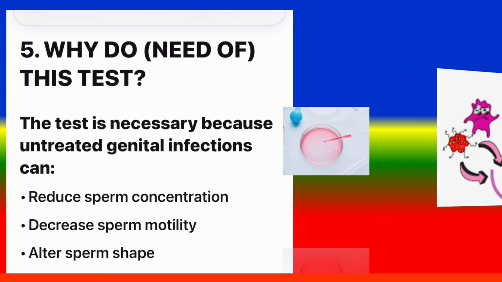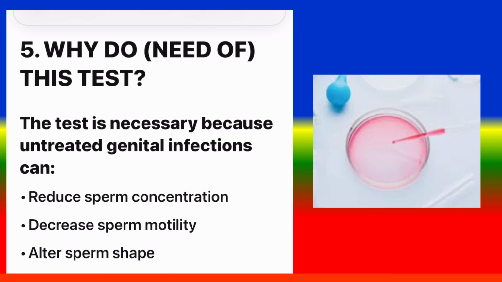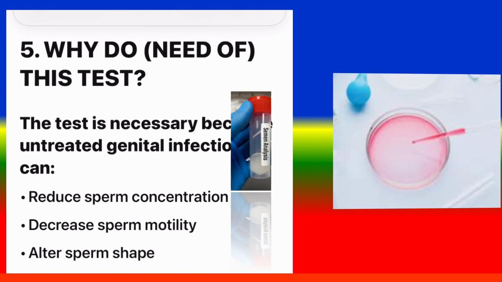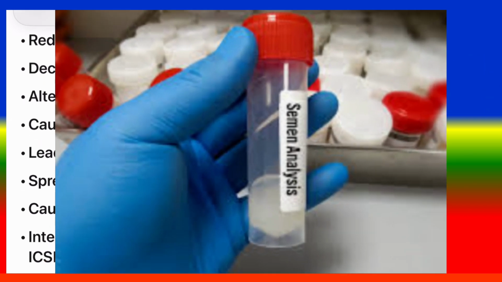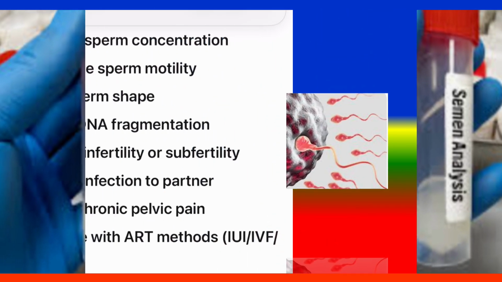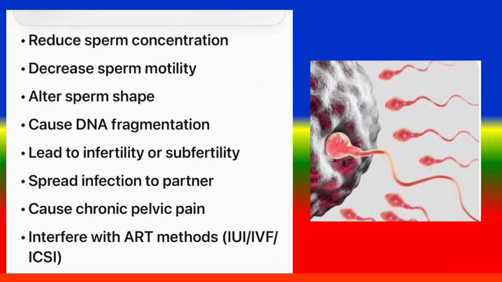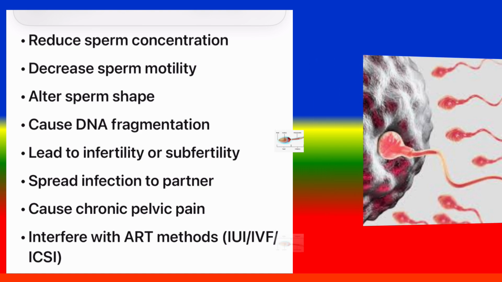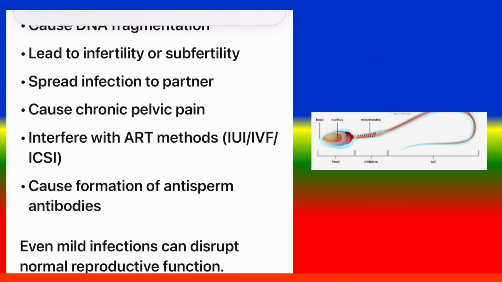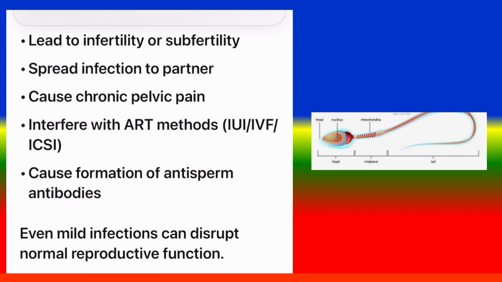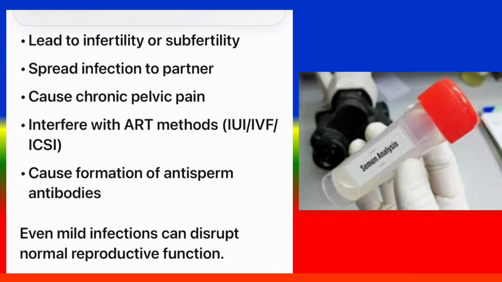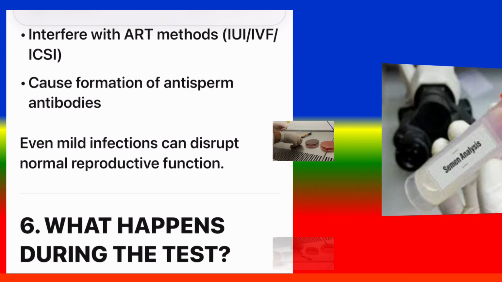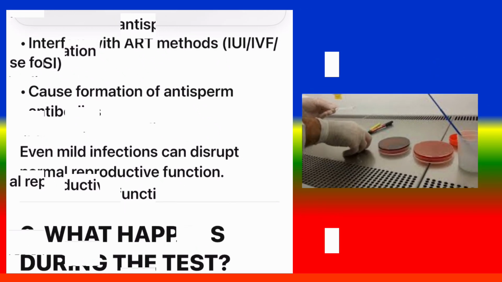Number 5, why do we need this test? The test is necessary because untreated genital infections can reduce sperm concentration, decrease sperm motility, alter sperm shape, cause DNA fragmentation, lead to infertility or subfertility, spread infection to partner, cause chronic pelvic pain, interfere with ART methods, IUI, ICSI, and cause formation of anti-sperm antibodies. Even mild infections can disrupt normal reproductive function.